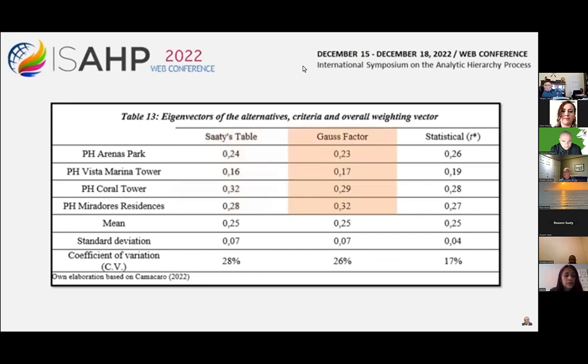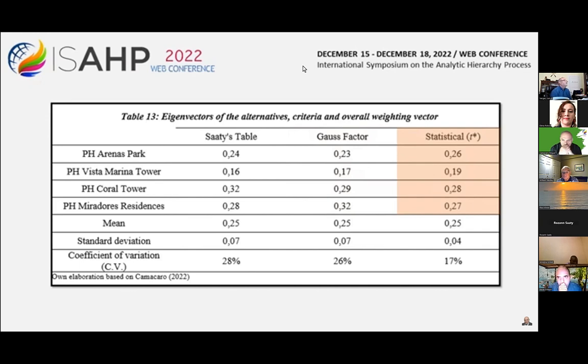The results of the AHP Gaussian developed by Dos Santos et al., 2021, whose authors do not use the SAHI table scale or follow the traditional procedure of the method, were incorporated into this comparative analysis, the results being as follows: for PH Arenas Park, 0.23; for PH Vista Marina Tower, 0.17; for PH Coral Tower, 0.29; and for PH Miradors Residences, 0.32. The results for the proposed D** criterion are: for PH Arenas Park, 0.26; for PH Vista Marina Tower, 0.19; for PH Coral Tower, 0.28; and for PH Miradors Residences, 0.27.